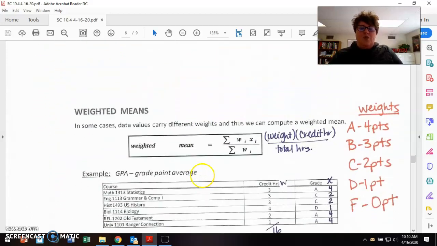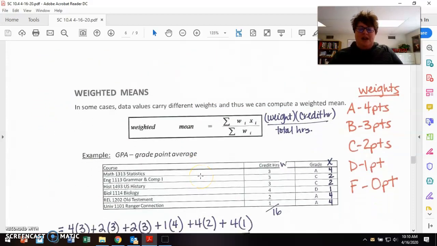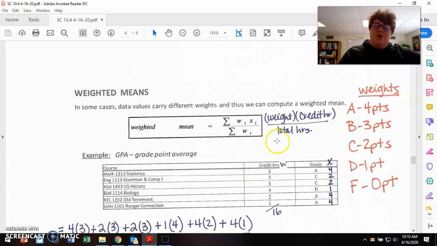The second one is a weighted mean, and this is how you find your GPA. This is the best way to show what a weighted mean is. First of all, you have to know your weights. We're on a 4-point scale, so an A is 4 points, a B is worth 3, a C is worth 2, a D is worth 1, and an F is worth 0 points.